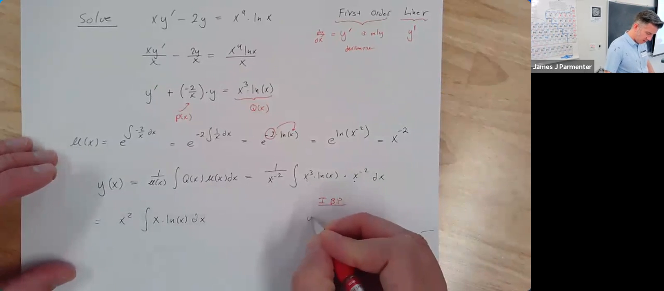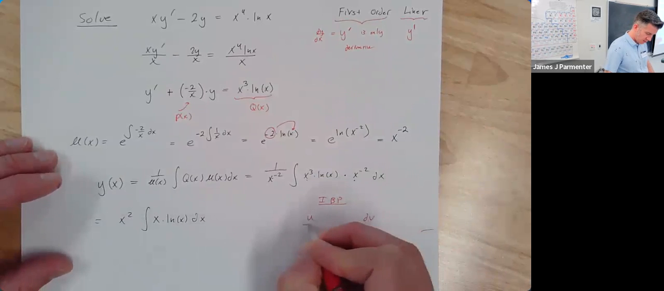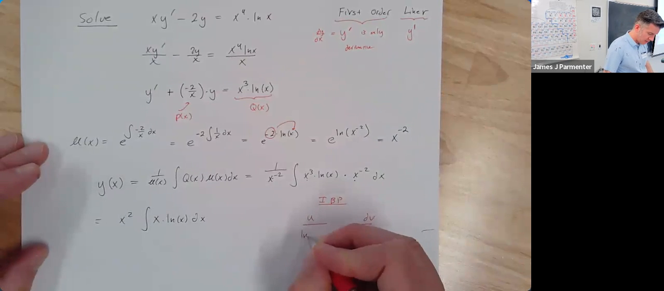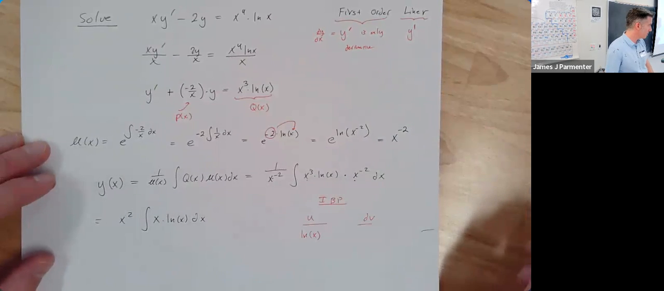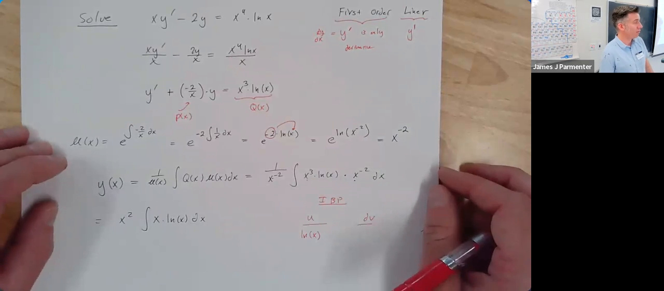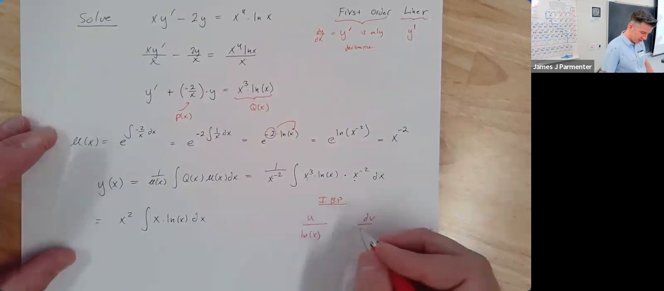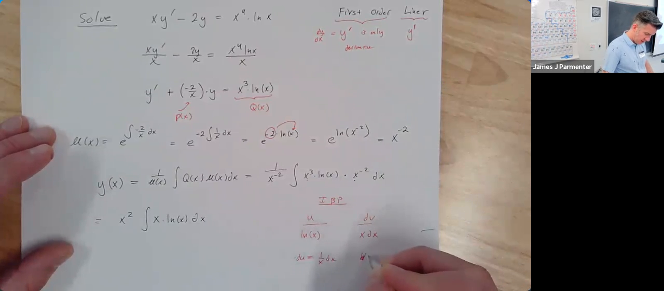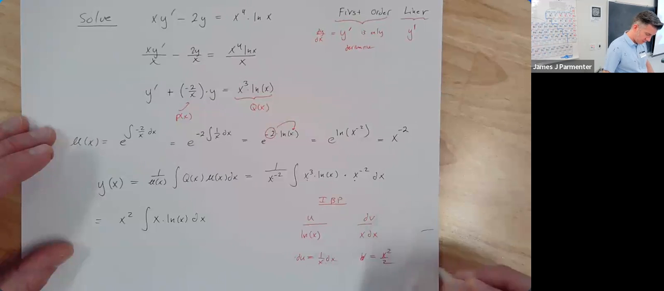So let's see. What's our u and what's our dv here? U is always natural log of x if there's a natural log of x. Remember the acronym LATE. LATE starts with L for logarithm. And then our dv is the rest, which is x dx. Our du is 1 over x dx. And our v is x squared over 2.